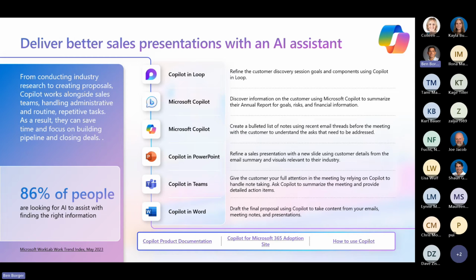Using Microsoft Loop, we can collaborate with the team and use Copilot to summarize and create session goals. We can send Bing Chat Enterprise out to the internet and report on the organization and summarize its annual report for goals, risks, and financial data. Then we can use Copilot for Microsoft 365 to create a bulleted list of notes from recent emails so we're up to speed when we meet with the customer.